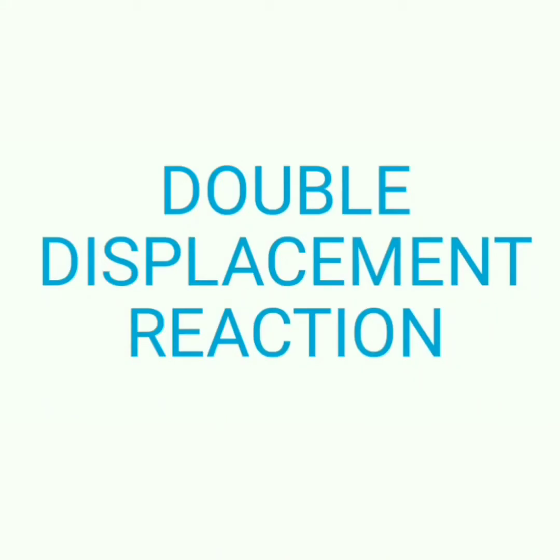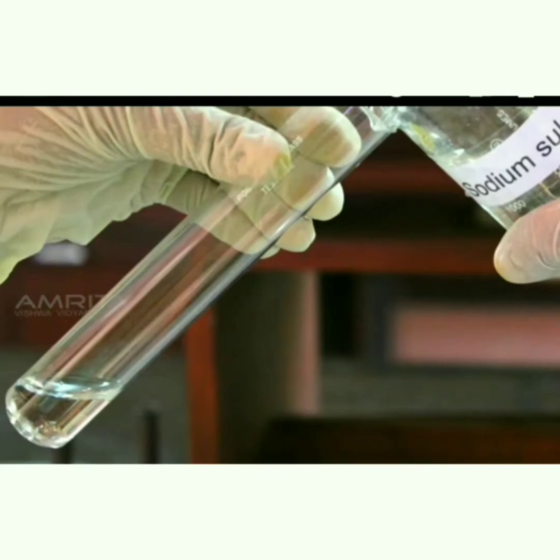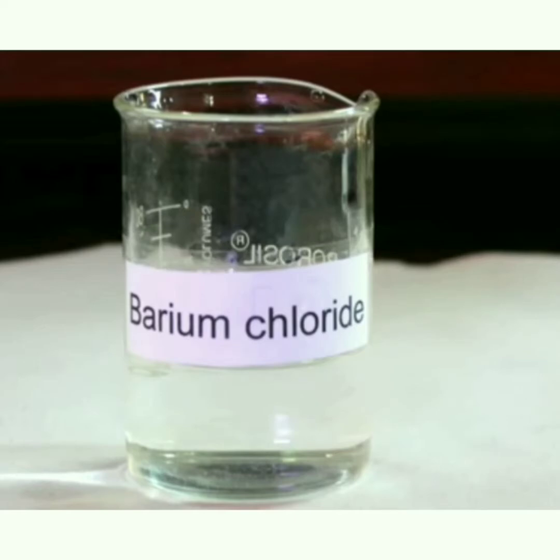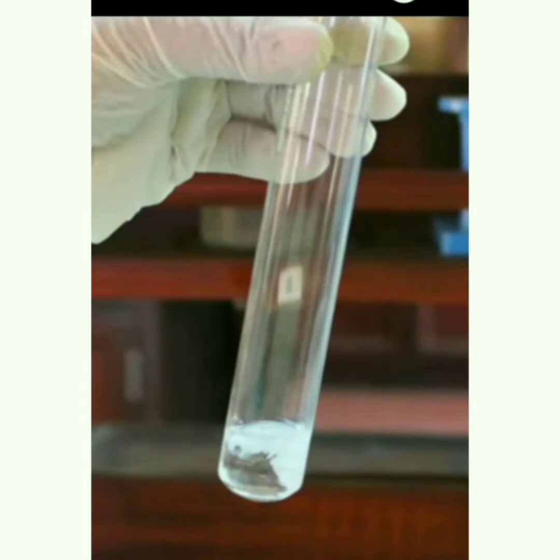Today's topic, double displacement reaction. Take 3 ml sodium sulfate solution in a test tube. Take 3 ml barium chloride solution. Mix the two solutions. We get a white precipitate.